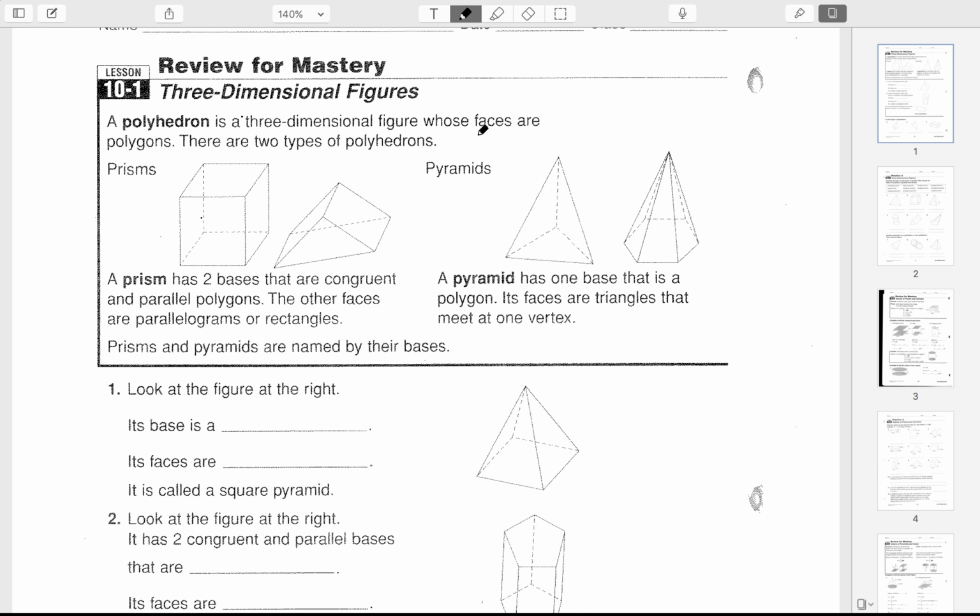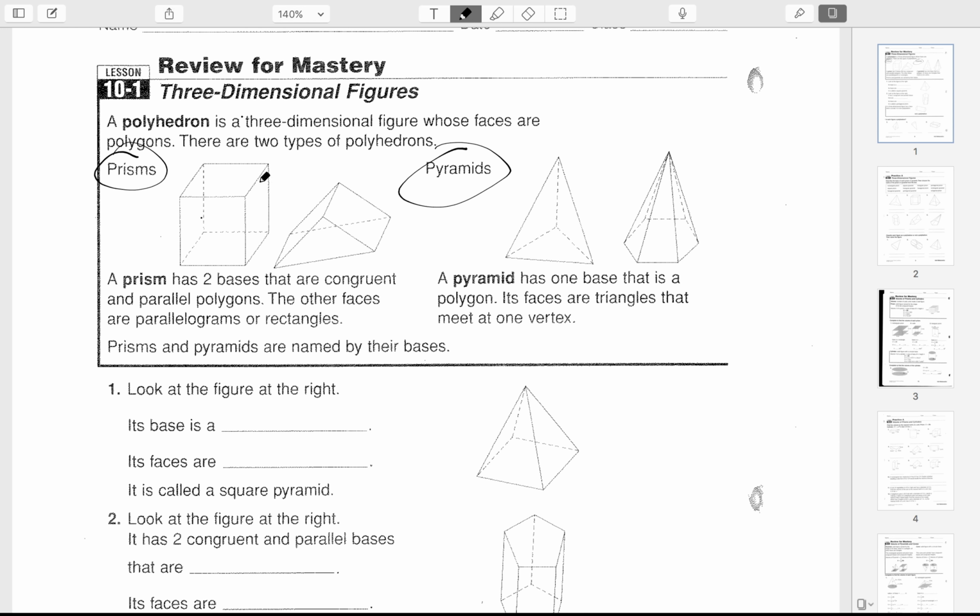There are two types of polyhedrons. There are prisms and there are pyramids. So here's some pictures of prisms, and here are some pictures of pyramids. Now, a prism has two bases that are congruent and parallel polygons.